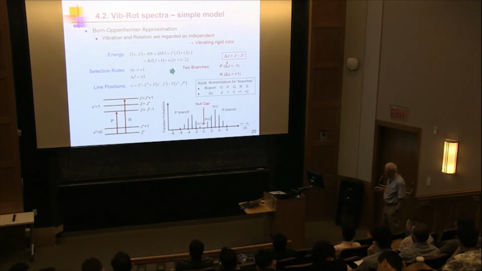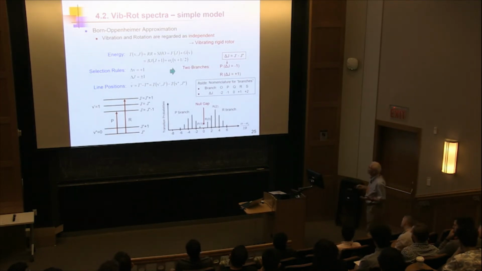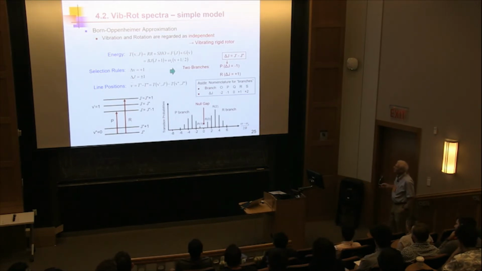Now here's the nomenclature in spectroscopy. I don't know how it got started. Think about the alphabet, O, P, Q, R, S. Delta J is 0, it happens to be set at Q. Plus 1 is R, minus 1 is P. S. So for reasons I do not understand, it's centered at Q. So if I tell you R branch, you know delta J is plus 1. P branch, delta J is minus 1.